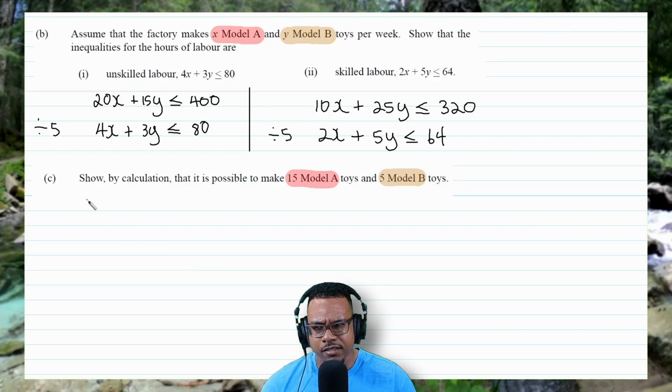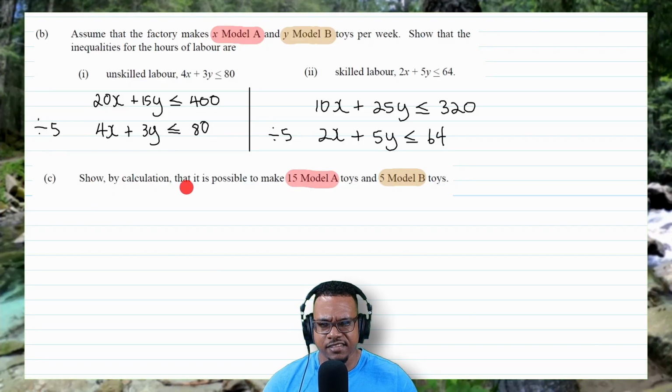Now for part C, they wanted to show by calculation that it is possible to make 15 Model A toys and 5 Model B toys. Remember, x is the number of Model A and y is the number of Model B. So if you look at the two inequalities that we proved, replace x with 15 in both of them, and replace y with 5 in both of them.